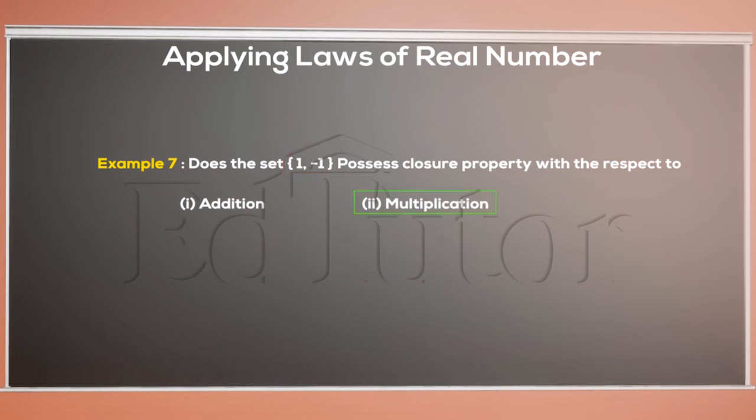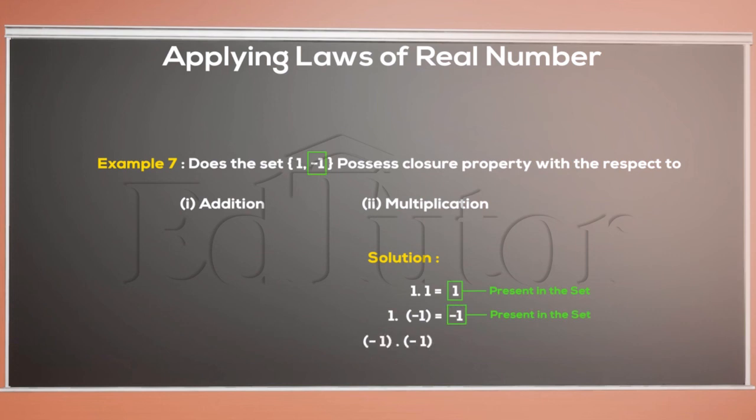So, what about multiplication then? Why don't we find out? Firstly, 1 times 1 is 1. Great, that's in the set. How about 1 times -1? We get -1, and yes, that's in the set too.